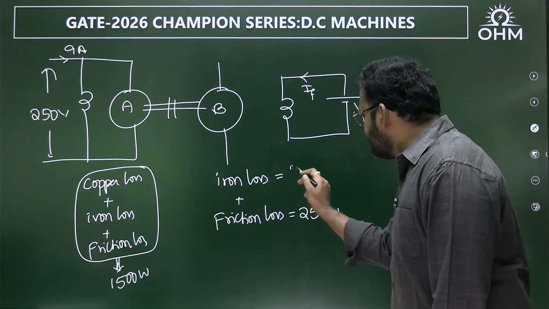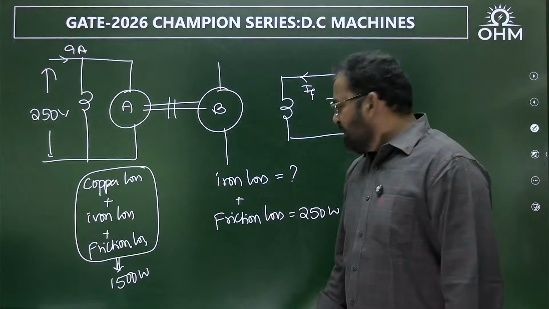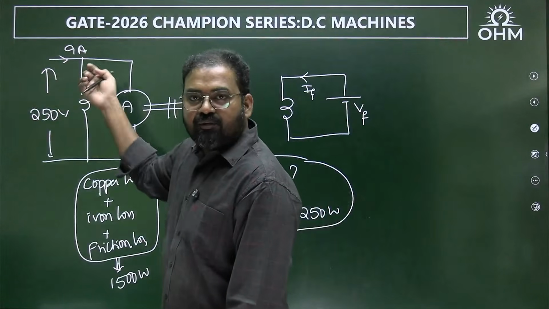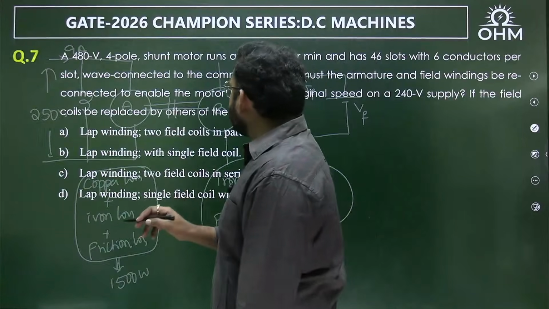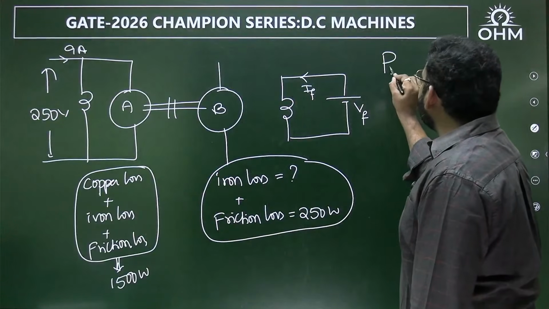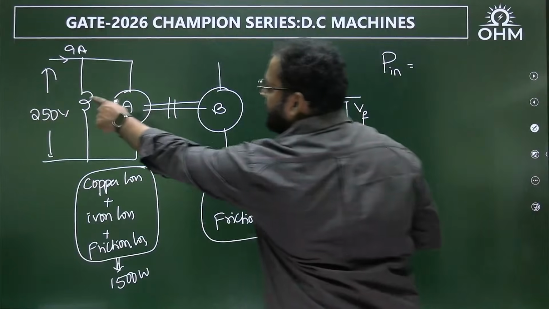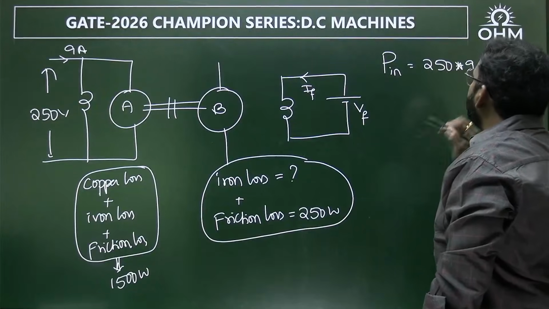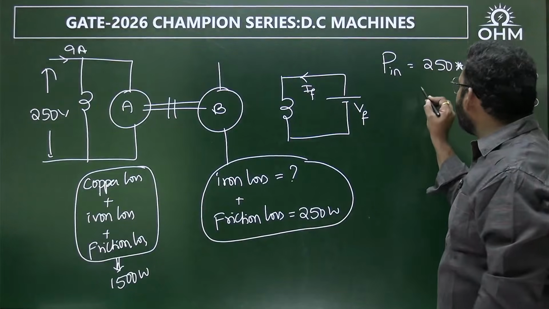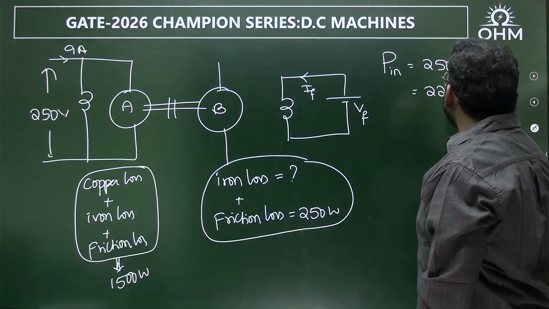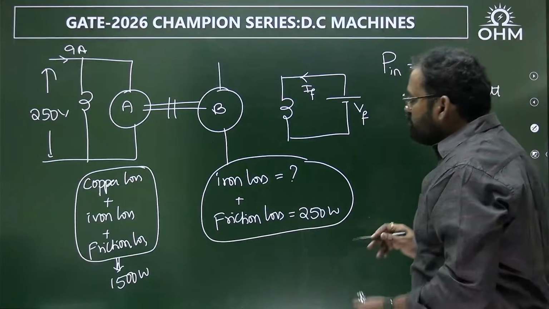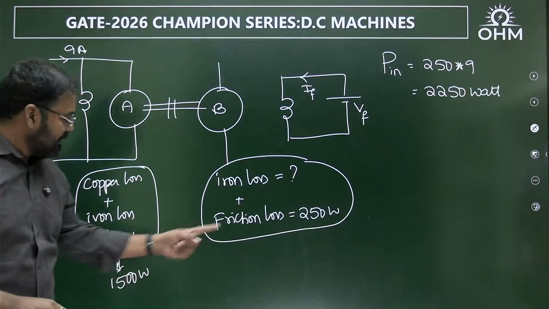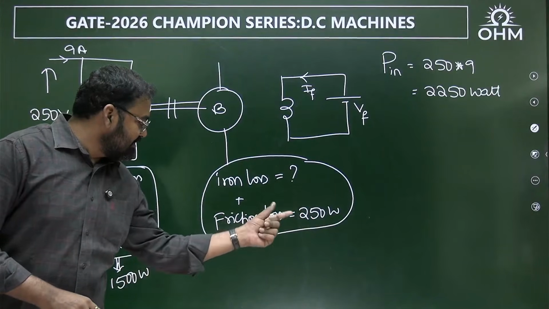Now, what is extra unknown? That iron loss. And this entire power loss was drawn from where? From the source only. What is the total power input? The total power input will be equal to 250 into 9. 250 into 10 is 2500, 9 means 2250 watt. Out of this 2250, 1500 watts is in machine A.